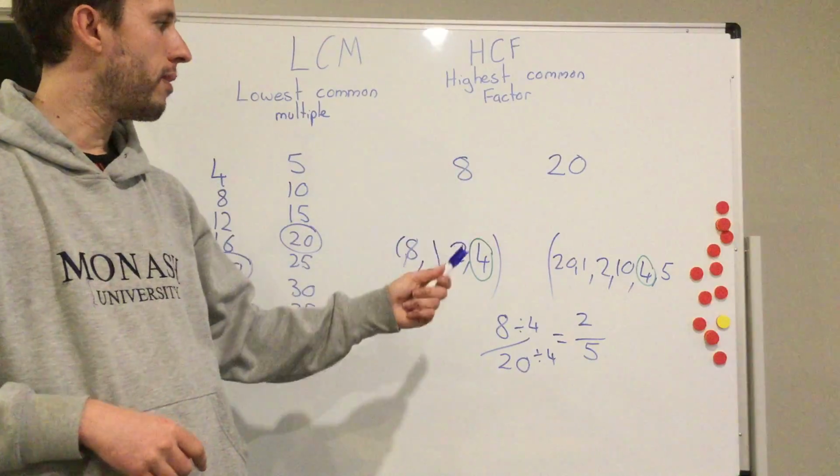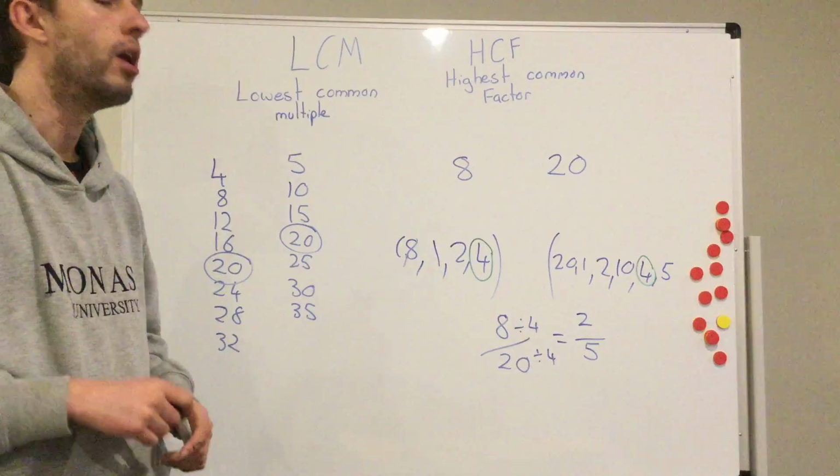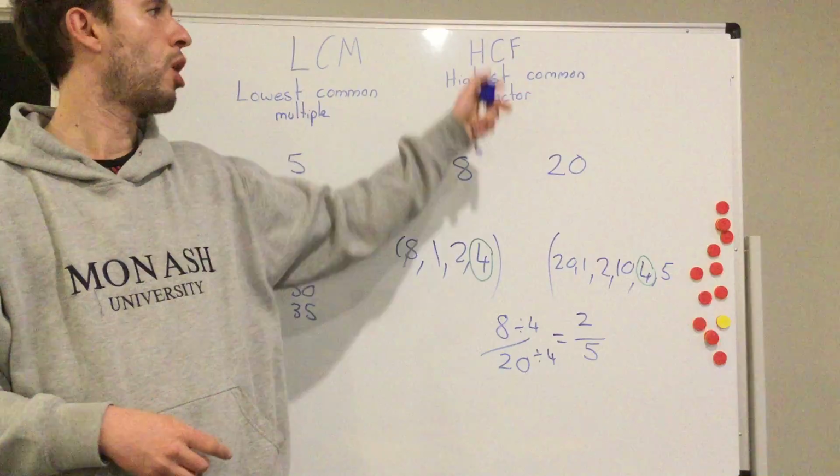But for the highest common factor, we need to make sure we understand what a factor is to help us out. Hopefully that helps you out on understanding what lowest common multiple means and highest common factor means.